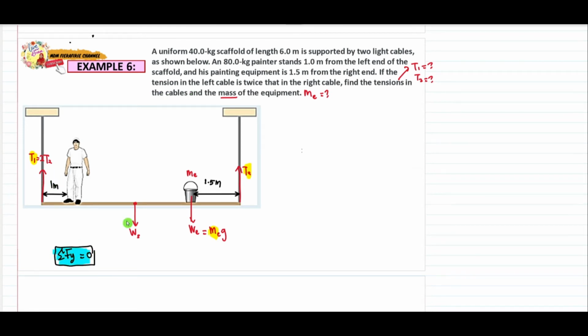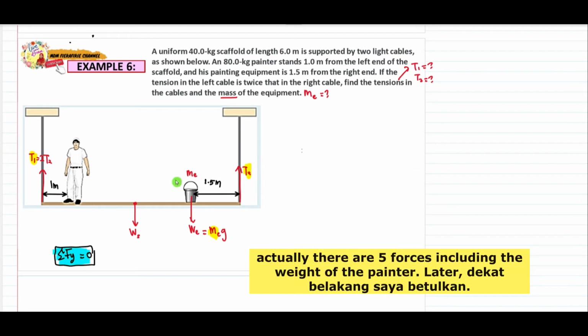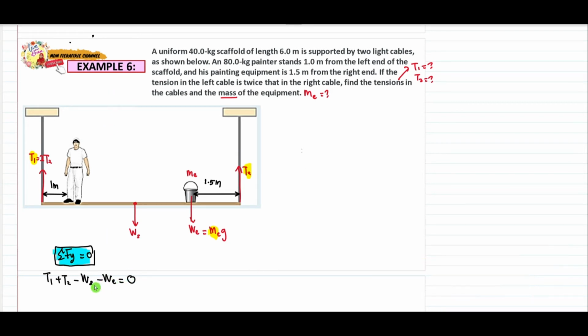Okay, so kita ada 1, 2, 3, 4. Okay, 4 forces. So T1 plus T2 upward plus negative Ws, jadi minus lah, plus negative We equal to 0. So T1, kita tahu T1 ni nilainya adalah berapa tu? Nilainya adalah 2 kali T2, betul tak? So saya boleh gantikan 2T2 in order to simplify the equation.